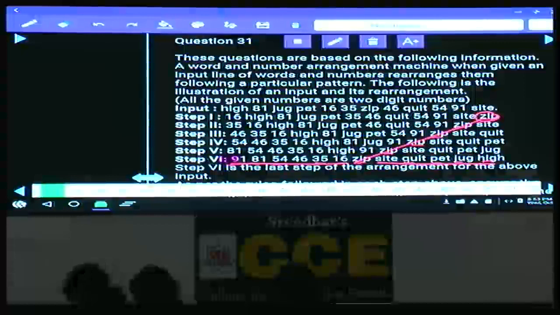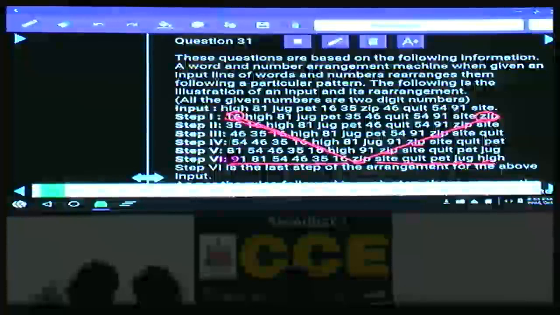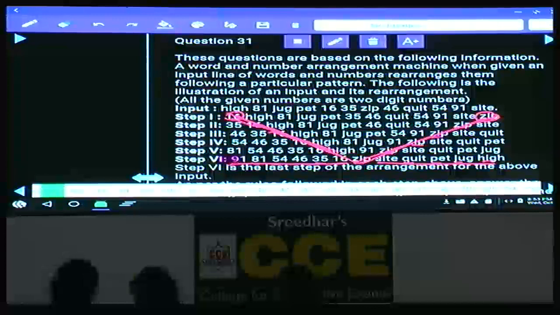And similarly here, in step 1 the number 16, the least number, is arranged at the first place, then the rest are shifted to the next position and so on. Now all these numbers are shifted to the right-hand side, and the words are shifted to the left-hand side. Clear enough? Now this is about question numbers 31 to 35.